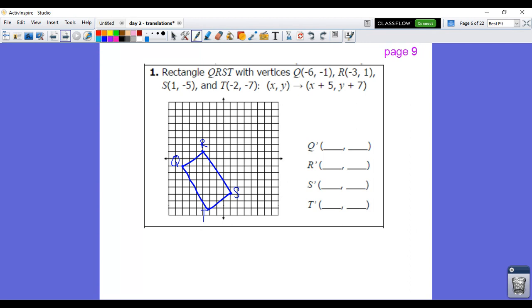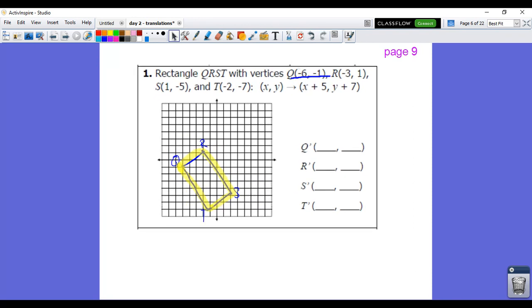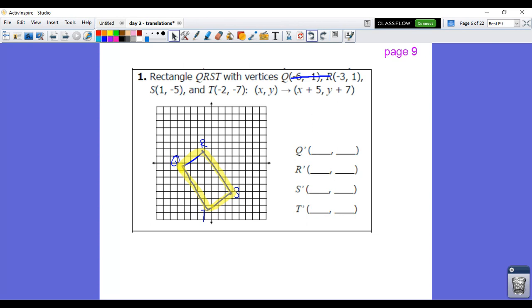So how do we work with these? Well, here's my original graphed figure. I already graphed it there. We're not going to be doing a ton of graphing in this class, but it's good to know what's happening with our figure. So we have our original points here. Again, how do I know they're original? Because they're missing the prime here. Okay, so here's our rule. So what does this x plus 5 mean?